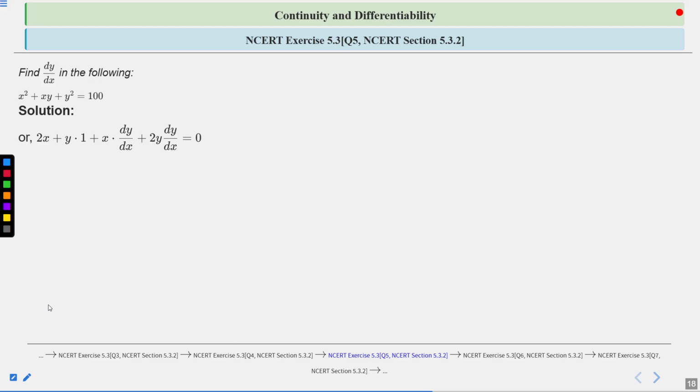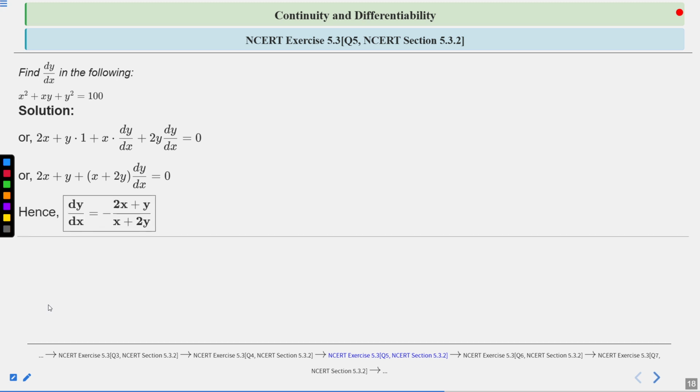Or we can say that 2x plus y into 1 plus x dy by dx plus 2y dy by dx will be equal to 0. Or we can say that 2x plus y plus (x plus 2y) dy by dx equal to 0. Hence, we can say that dy by dx will be equal to minus of (2x plus y) upon (x plus 2y). So, this will be our required answer.